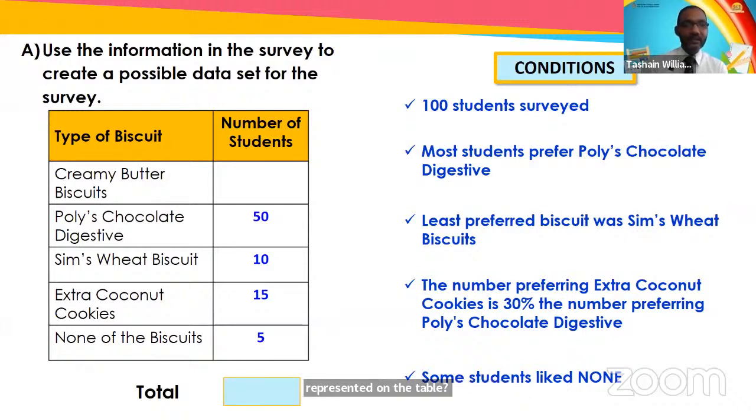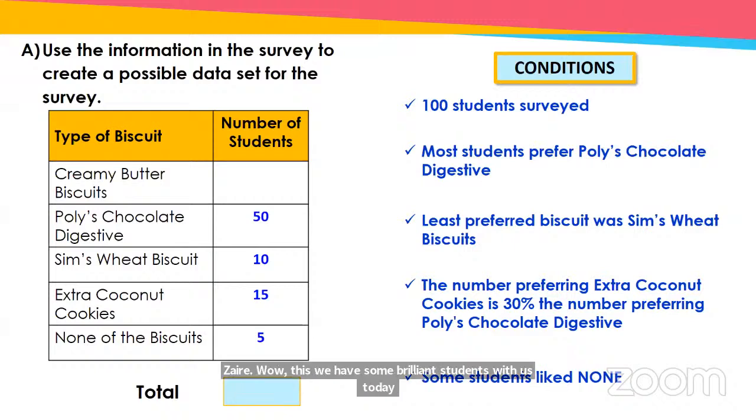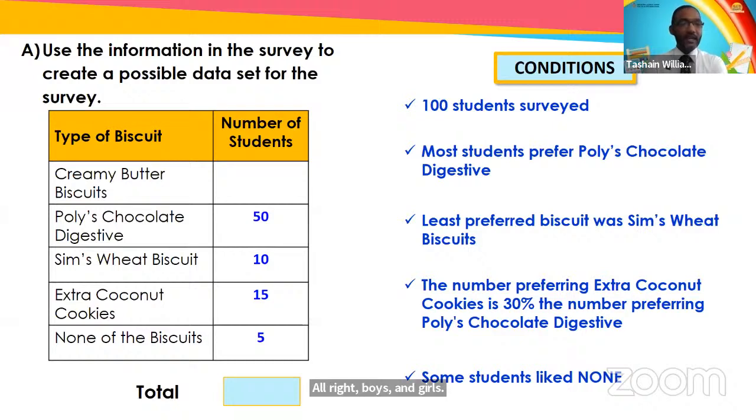Somebody says 80. I want to big up that student who gave the answer first. Samsung S10 in the meeting there. And Damien. I'm seeing Damien, Antonio. I'm seeing Zaire. Wow. We have some brilliant students with us today. Yes, I agree. All right, boys and girls. Students, if we have 80 students on the table being represented now, even though it wasn't mentioned, but it is there, how many students could we assign to creamy butter biscuit?